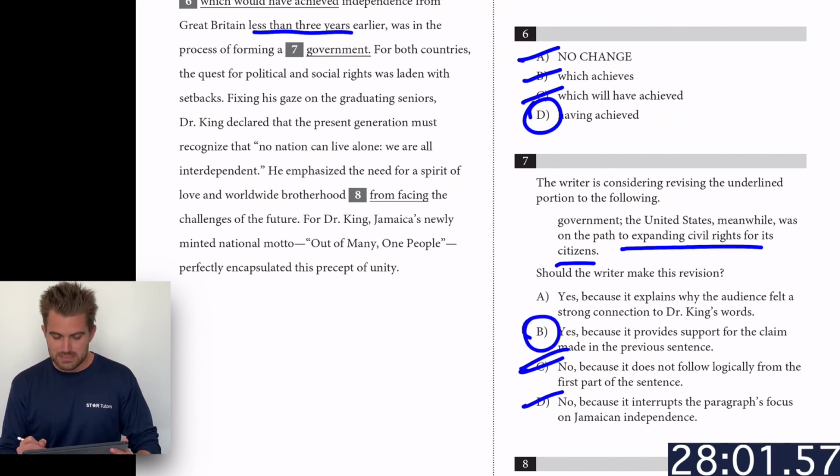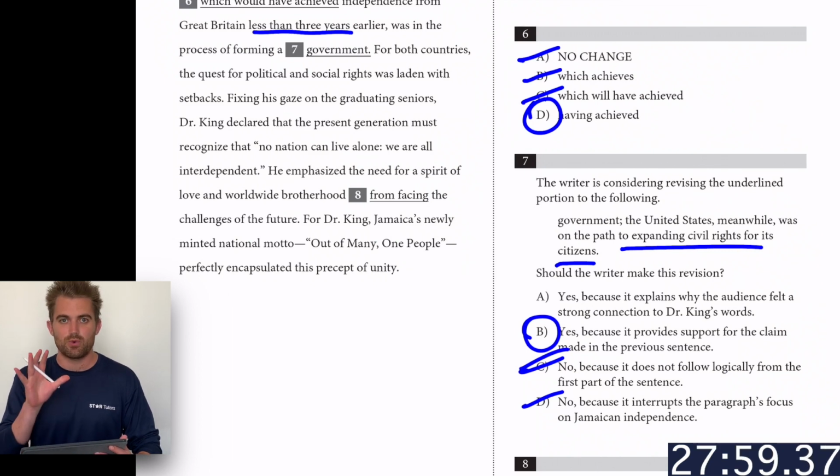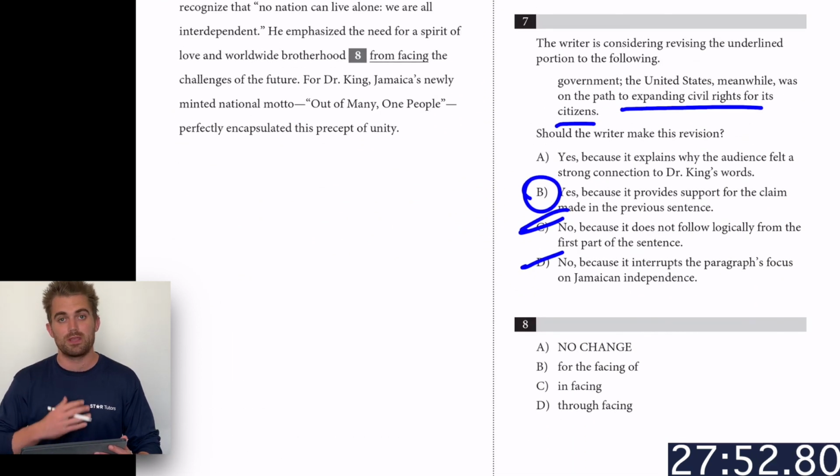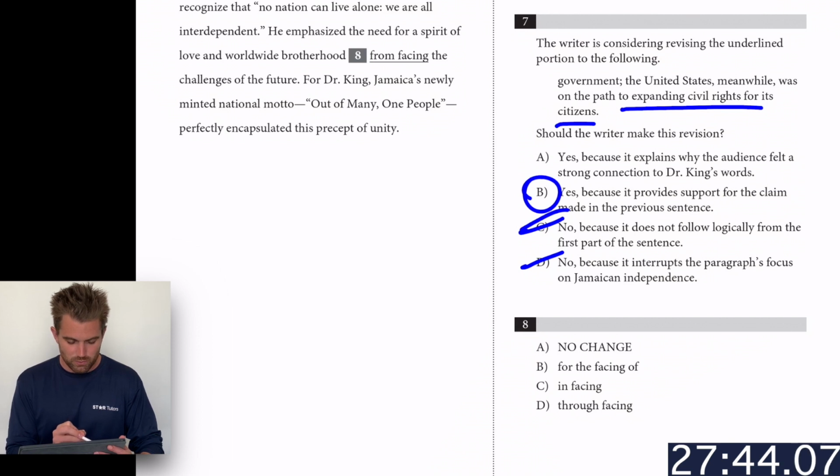Yeah, B, right? Because in the previous sentence, again, if you reread these questions, these main idea and organization questions are super straightforward and super easy. You just have to make sure that you memorize your grammar rules so that we can feel comfortable moving fast enough, knowing then that we can go back and reread without feeling any time crunch. Let's see. He emphasized the need for a spirit of love and worldwide brotherhood from facing the challenges of the future.